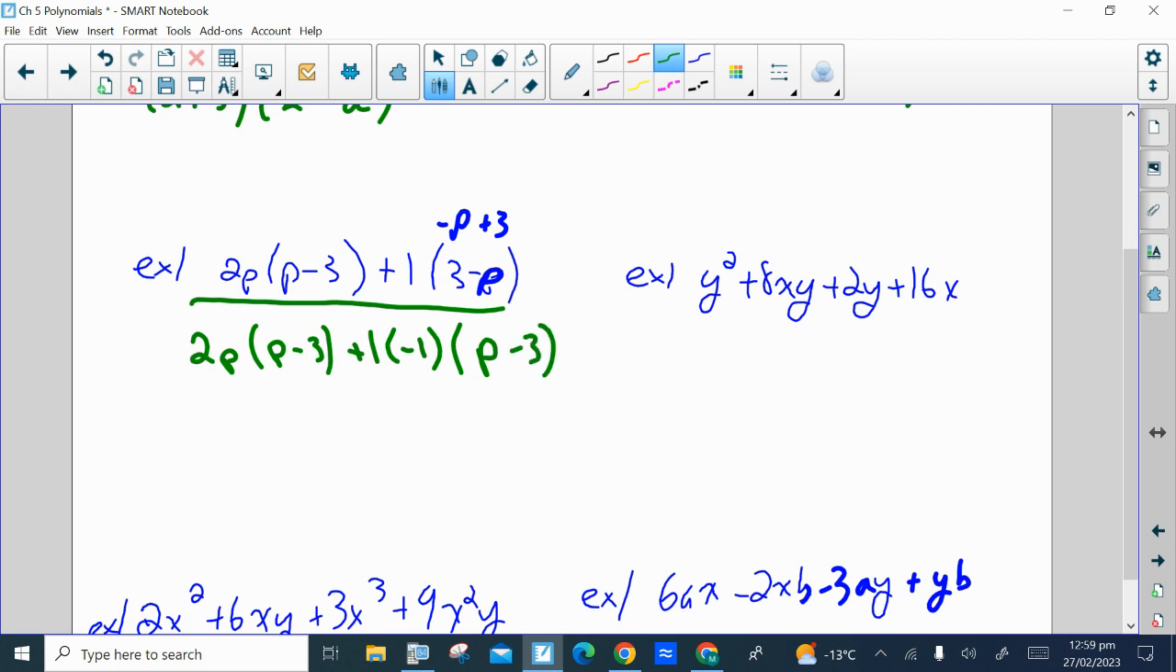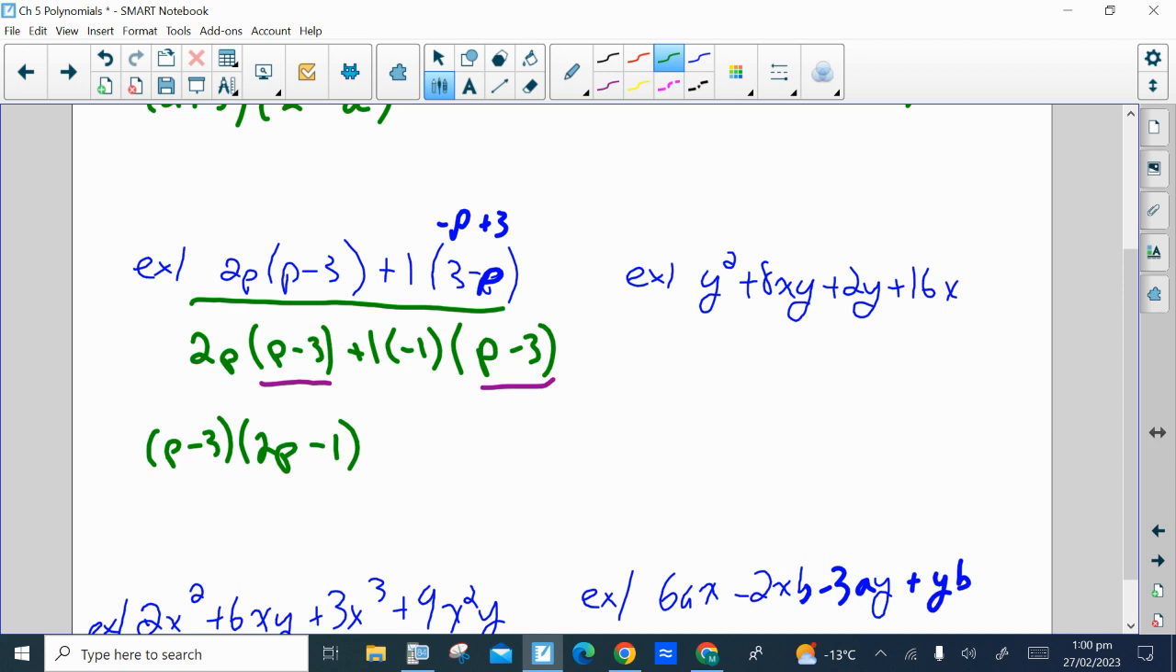By taking out a common factor of negative 1, now we have made those two the same. So now we can take out a common factor of p minus 3. We've made it so each term has a p minus 3 in it. And when you divide the first term by p minus 3, they cancel. You're left with 2p. When you divide the second term by p minus 3, they cancel, and you're left with 1 times negative 1, which is minus 1. There's your factors.